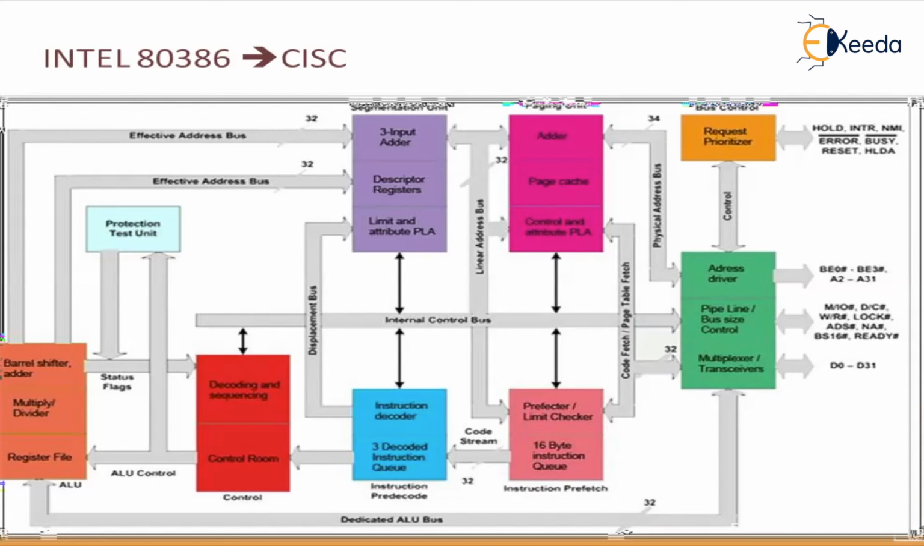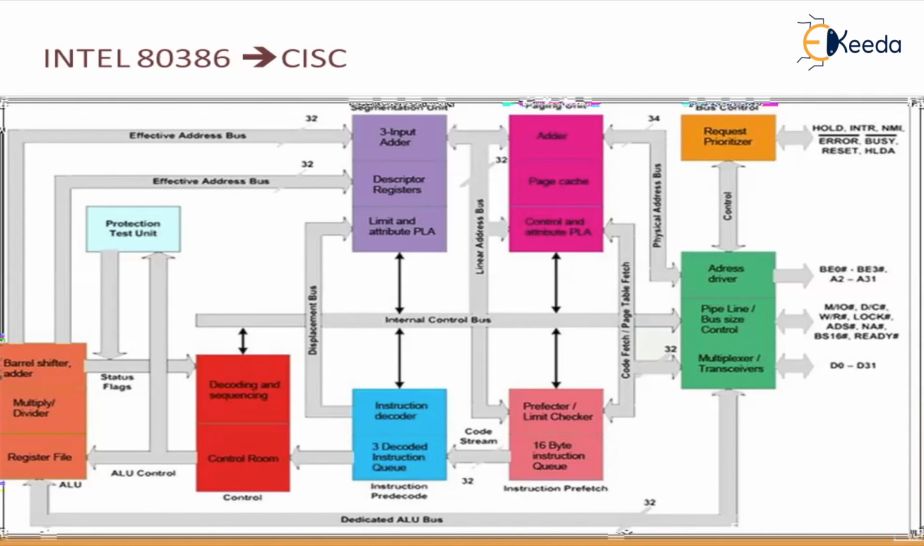adder. You have a page cache. Page cache means it will store those pages which are temporarily or frequently used in the system, so that when the instruction comes in, the data can be retrieved from the cache at a very, very fast interval. And simultaneously, it also has the control and attribute PLA. So attribute means the properties. The properties of the PLA are also stored over here.